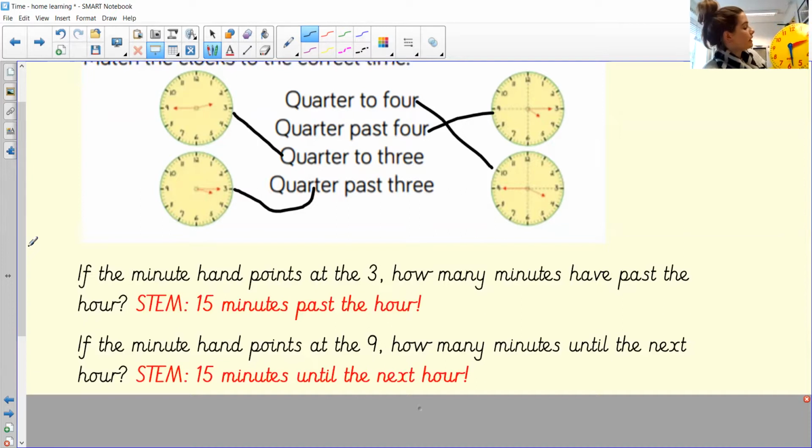If the minute hand points at the nine, how many minutes until the next hour? Remember, if that's 15 past, then that's got to be 1, 2, 3. Three fives are 15. It's got to be 15 minutes until the next hour. So as you're doing that for your quarter past, or your quarter to, try and save the stem language on your clock as you are doing it. So have lots of fun with that. Pause the video now and then come back to me when you've finished.